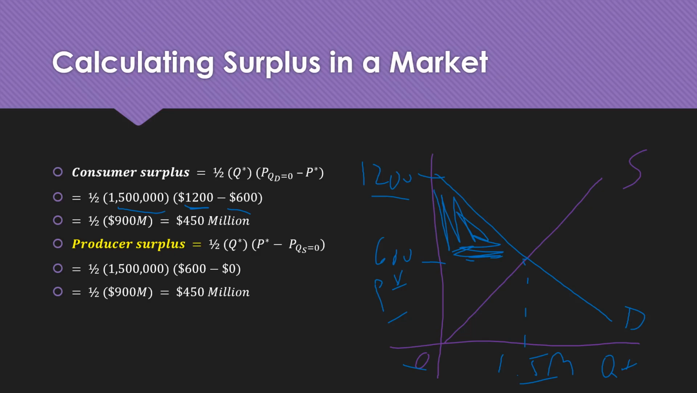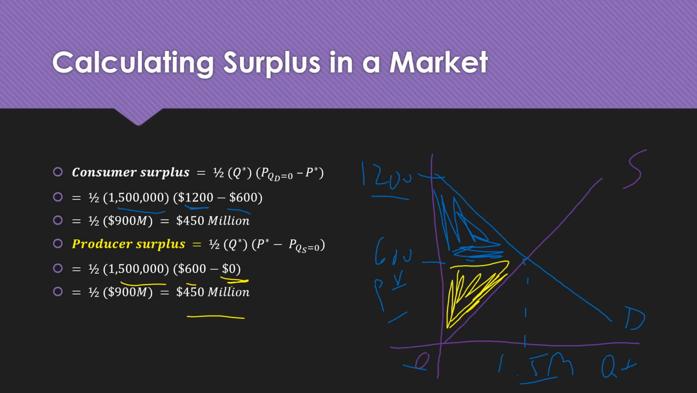Now the intercept where quantity supplied is equal to 0 is at $0. P star is at 600. Q star is still 1.5 million. So when you plug in all those numbers, the area of this triangle right here is going to be 450 million as well. Are they always going to be the same? No, they're not. In fact, oftentimes they're not the same. But it helps give you context to show you that there is benefit that's being provided by this market system being efficient.